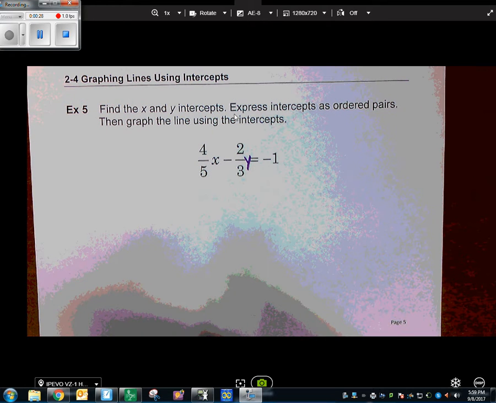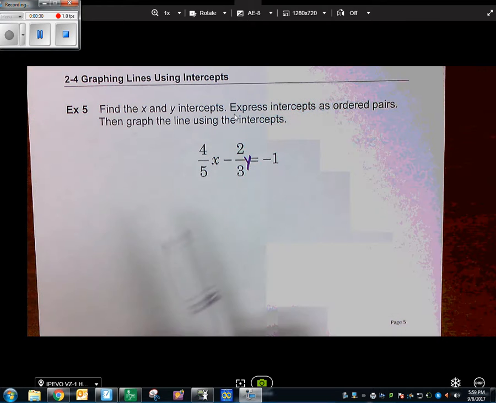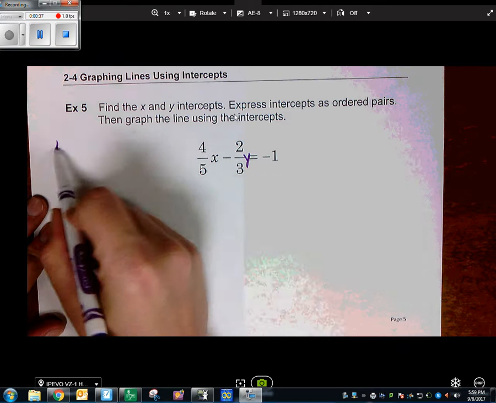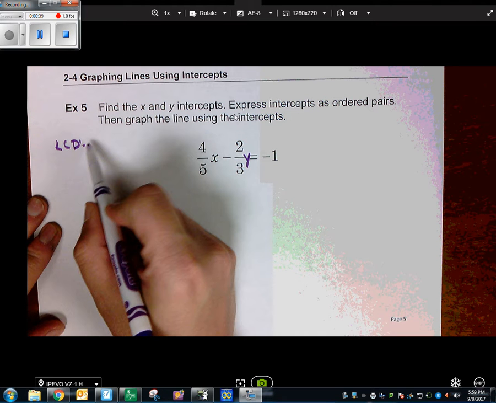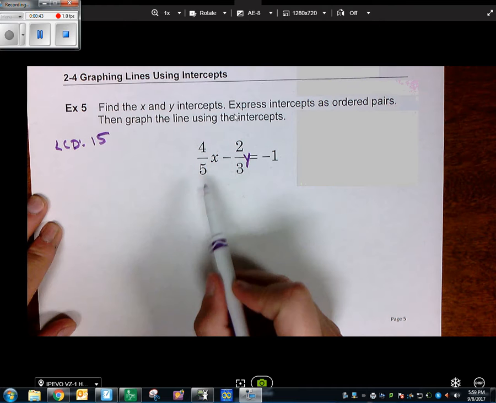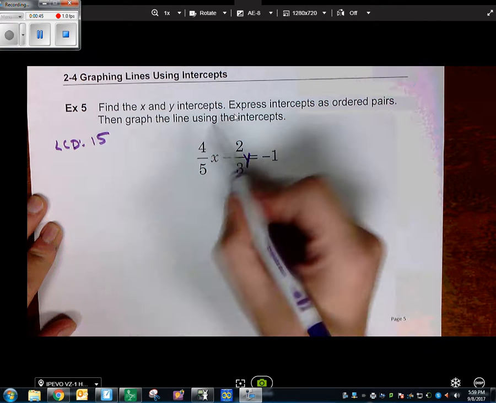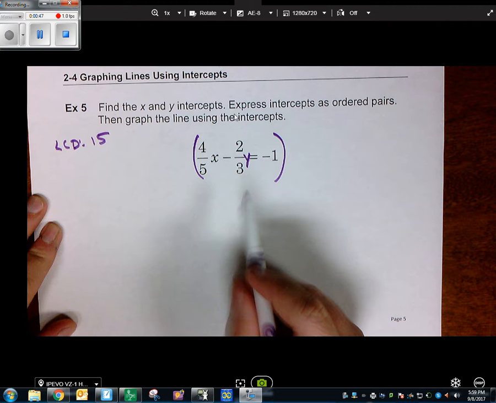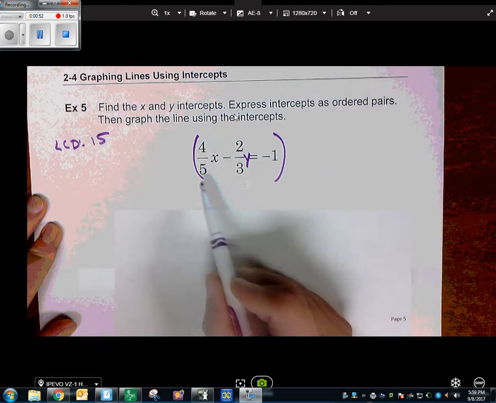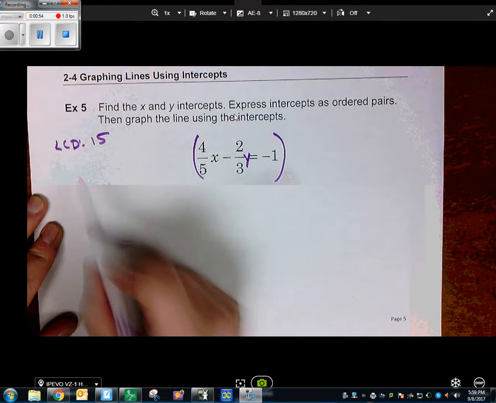All right, anyway, in order to graph this, we're going to need to find the x and y intercepts. And you could do this without clearing the fractions, but personally, I'm going to get rid of them. You can do what you want, but I don't like fractions, and I'm going to get rid of them. And the way you get rid of fractions is by multiplying through by the LCD. And the LCD of 5 and 3, and if you want to treat this as a fraction, it's over 1. The LCD of 5, 3, and 1 is 15.